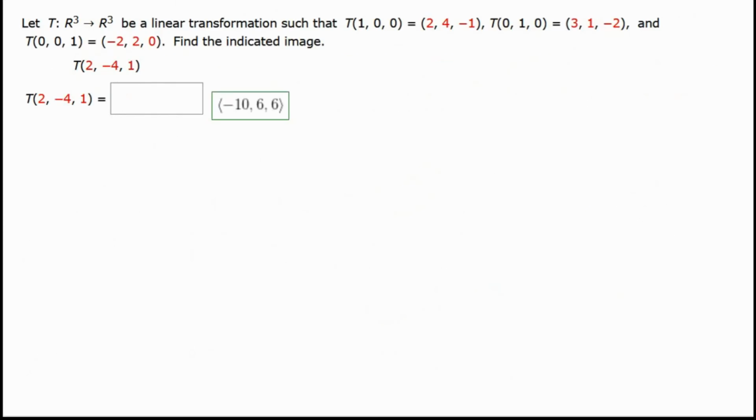All right, just this last one, and then as my friend Trey said from my childhood, just one more thing and I'll let you go. Let T map vectors from R3 to R3 be a linear transformation such that T of 1, 0, 0 is equal to 2, 4, negative 1. T of 0, 1, 0 is equal to 3, 1, negative 2, and T of 0, 0, 1 is equal to negative 2, 2, 0. Find the indicated image. Find T of 2, negative 4, 1.